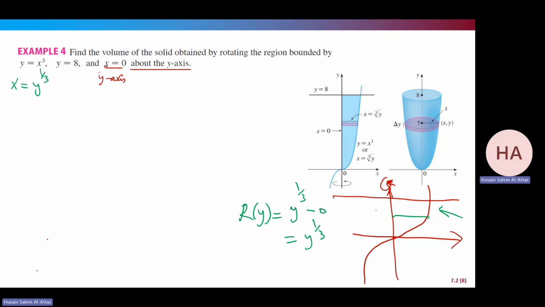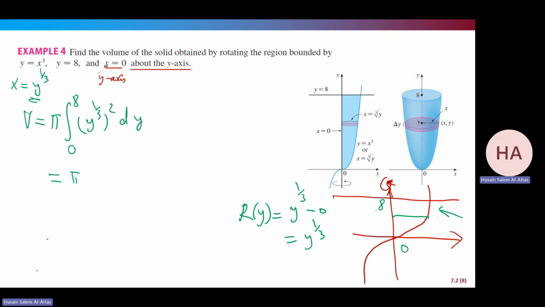Okay. So what will be the volume? Now I'm thinking about the y values. This is 0. This is 8. Since I will take the lines like this, I need to take it from 0 to 8. So these are the limits of integration, from 0 to 8. This is r of y. So I have pi times r of y squared dy.